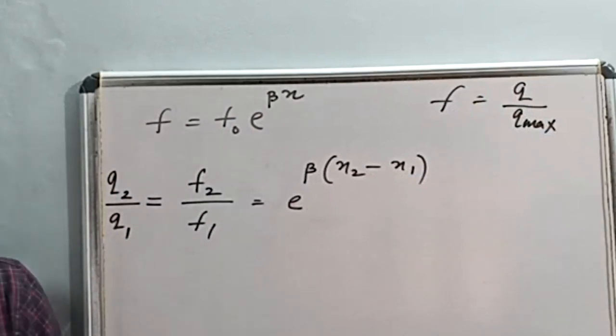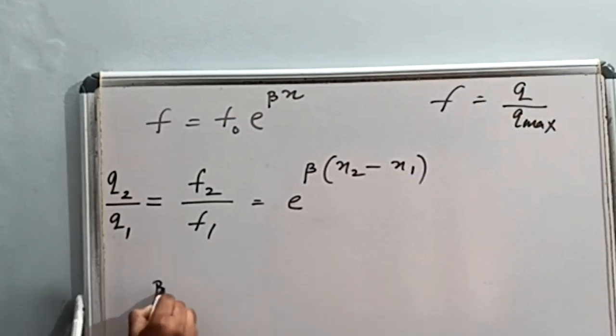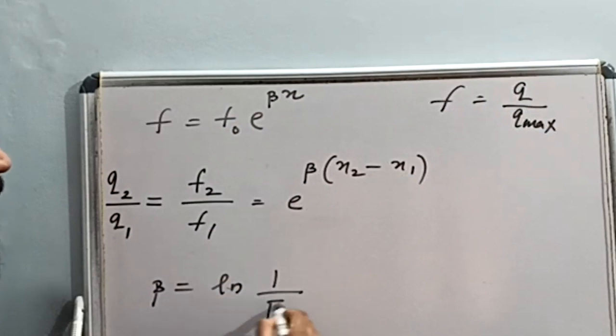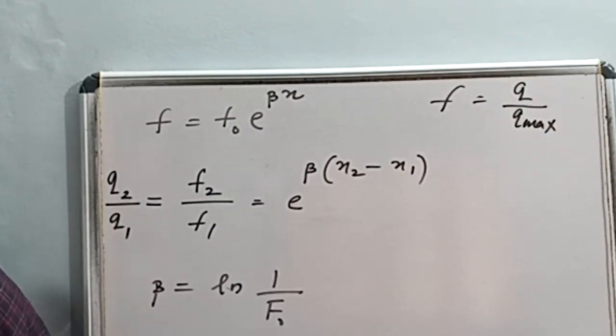You can remember this equation, and you have the equation beta is equal to, I guess, ln 1 by F naught. So these equations are there, so go through it. F naught is the flow at x is equal to 0. That also you need to remember.